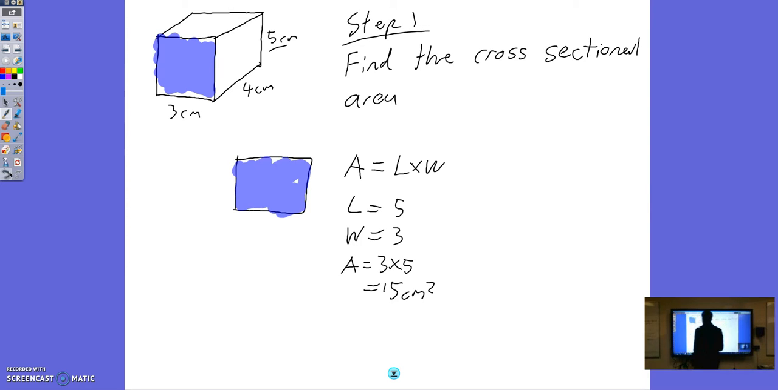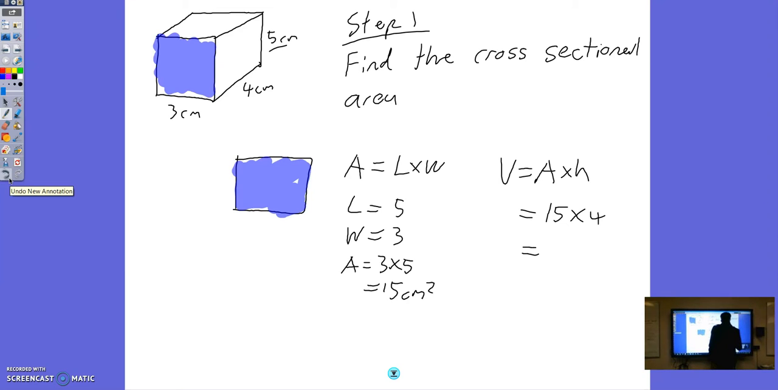We need to make sure that we have the height. If we're treating the blue rectangle as the area, then the height of the object is 4. Okay? It is the amount by which we have multiplied the area. So it is 4 centimeters. So our volume is going to equal area times height, which is going to be our 15 centimeters squared times by 4. Giving us a final volume of 60 centimeters cubed.